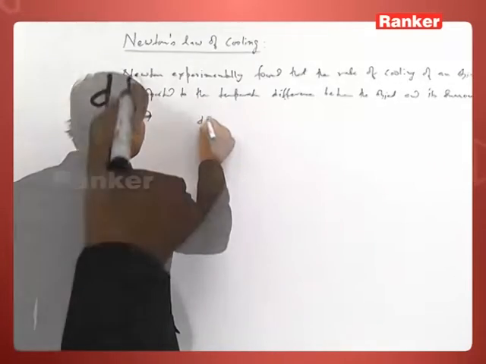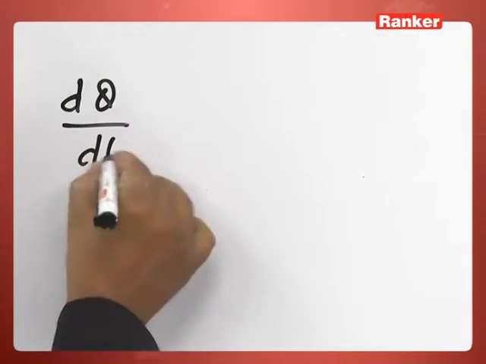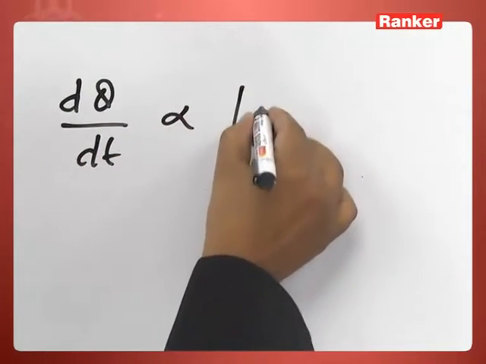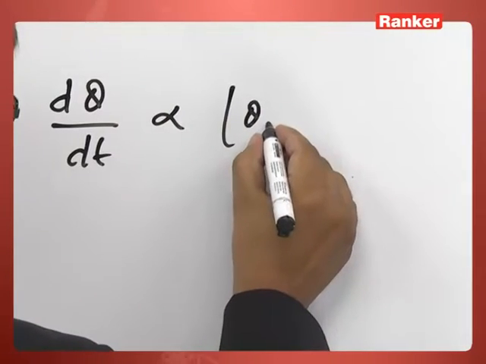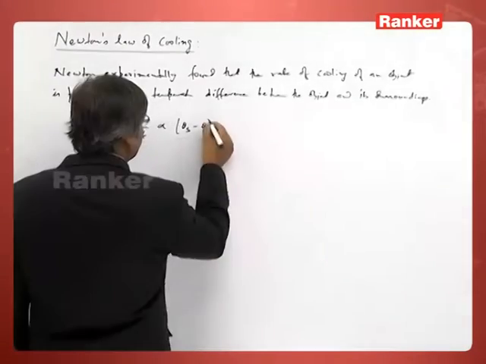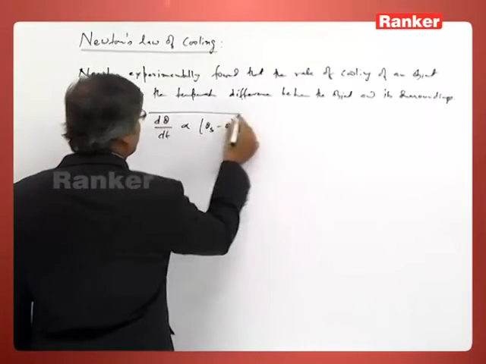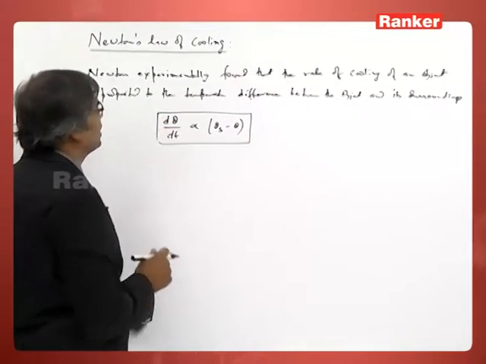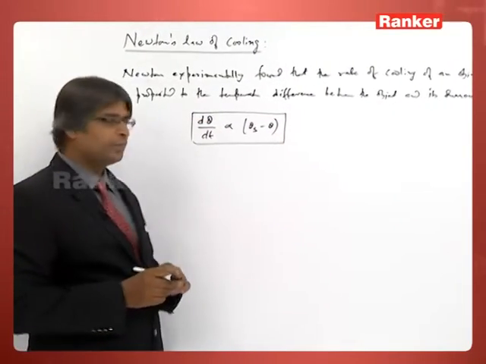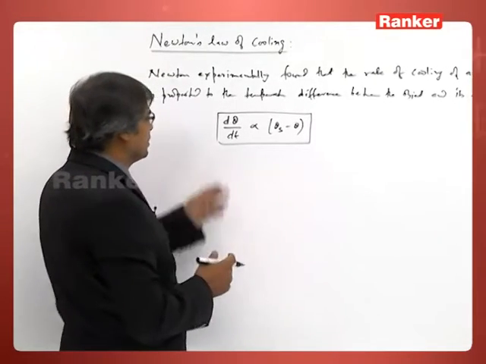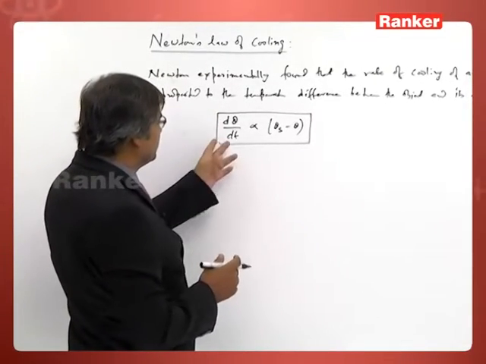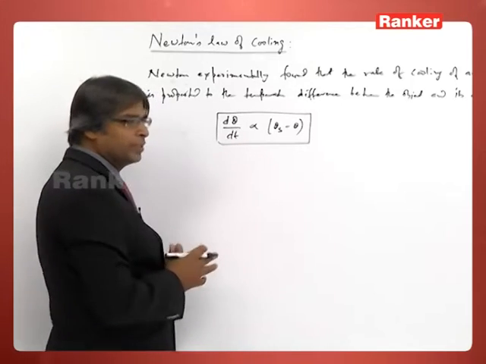So, d theta by dt is proportional to the surrounding temperature theta s minus theta. So, this is what Newton's law of cooling is. Now, d theta by dt is proportional to this.